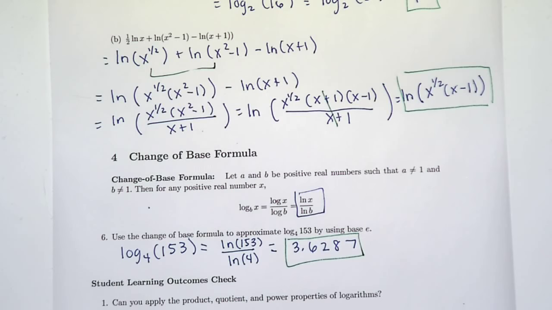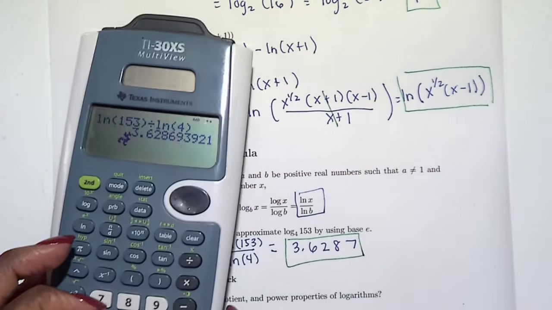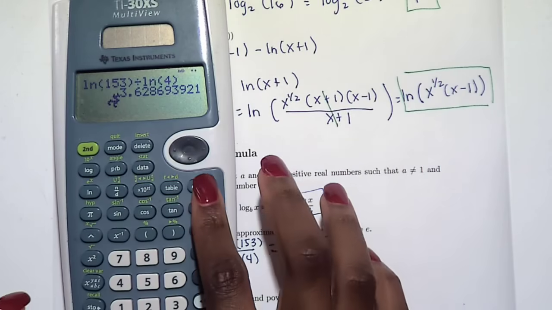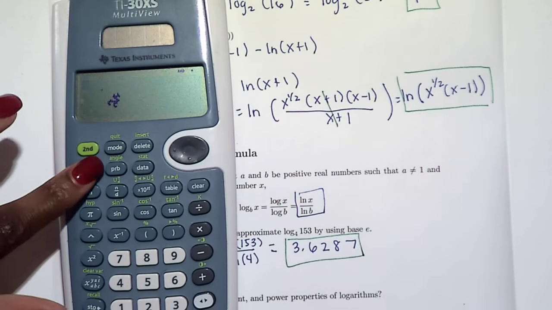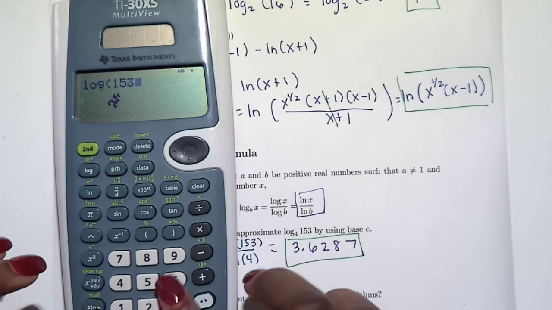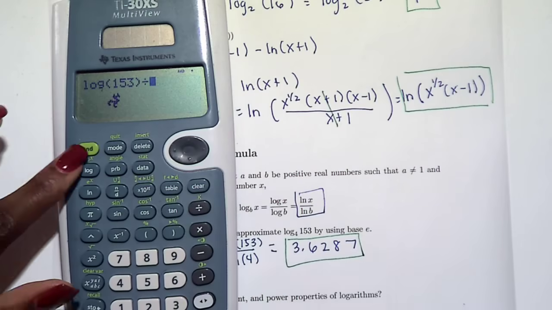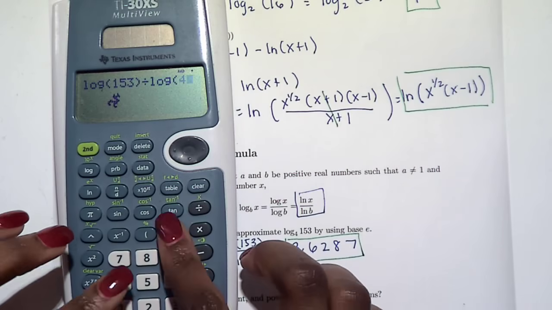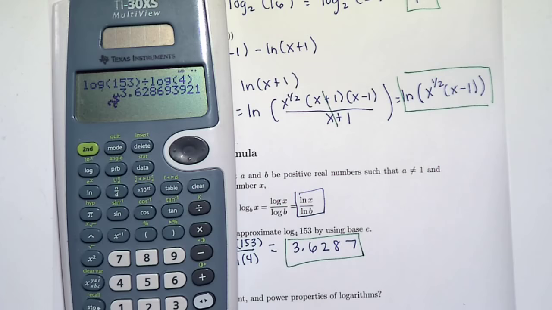All right, and we would have gotten the exact same answer if we used log base 10. So I'll show you that as well. So if we use log base 10 of 153 divided by log base 10 of 4, we get the exact same answer. So the ratio is the same.